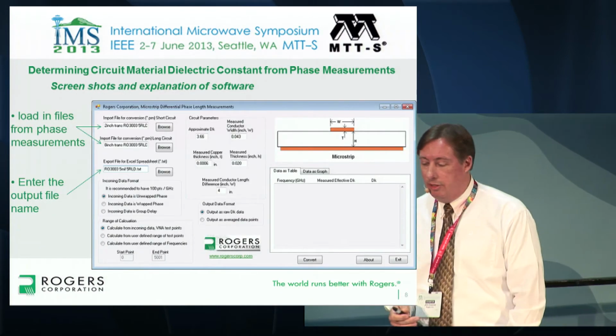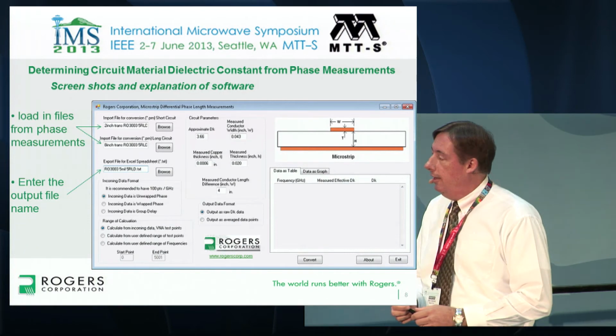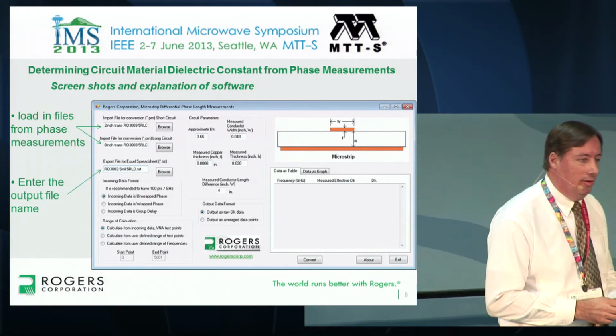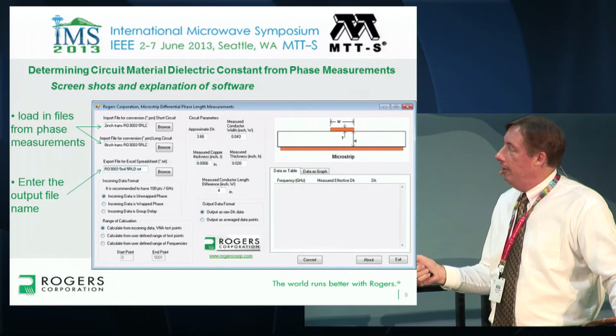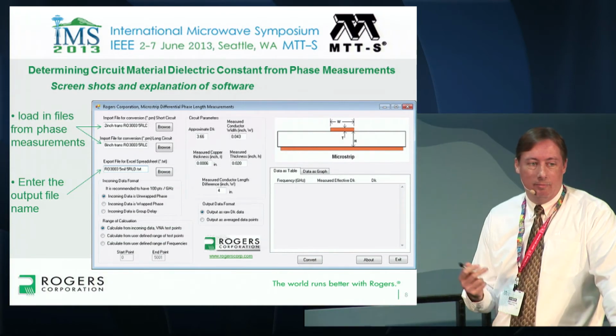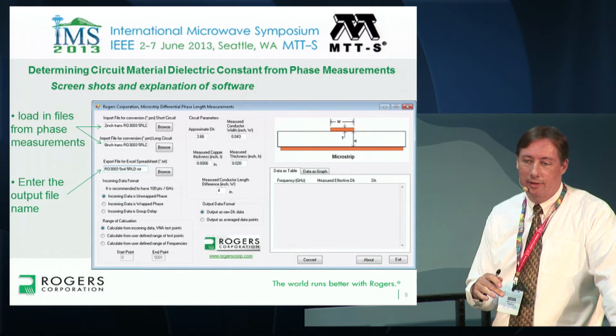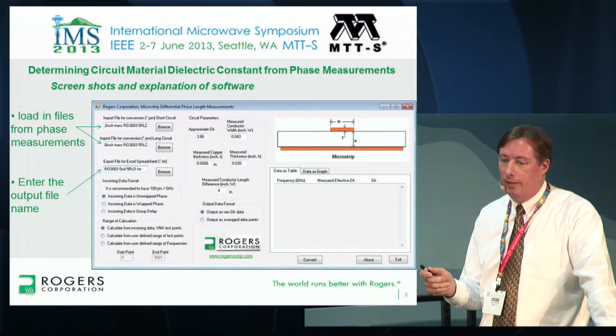This is a screenshot of the software. And I've tried to make it pretty simple, so it's only got one screen on the entire software, everything on one page. And what you have is, after you've measured the circuits, you should measure a shorter circuit and a longer circuit, then you need to read in these files from the network analyzer.